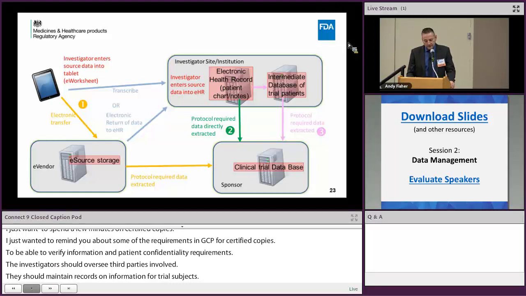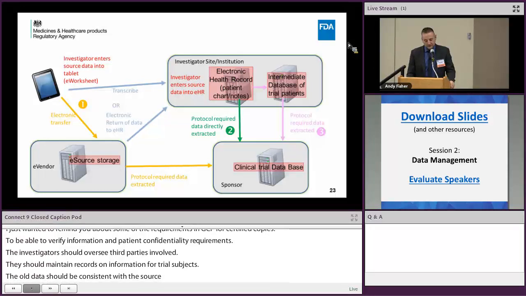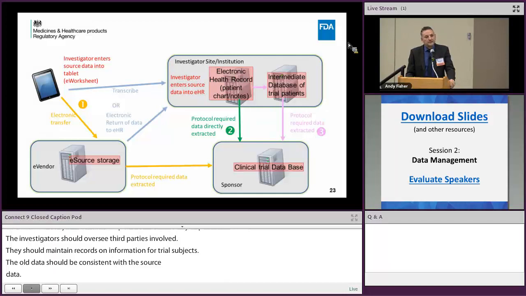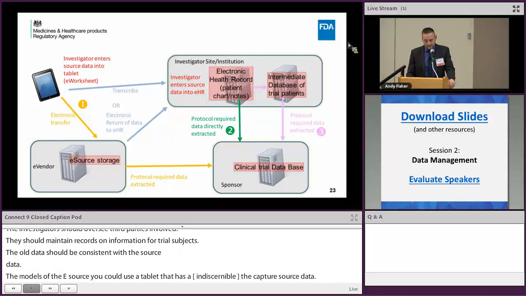So some models for eSource are: one, you could use a tablet, which has an eCRF that captures source data, and then that could be put into the electronic health record. You could pull data out of the electronic health record directly via some tool, or you could have an interim database of the relevant data and pull that from the investigator site.